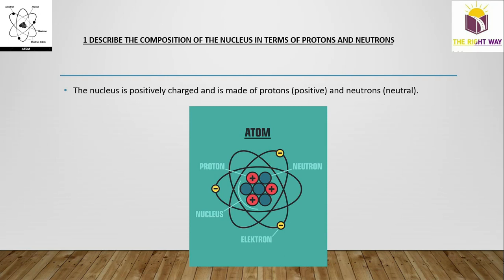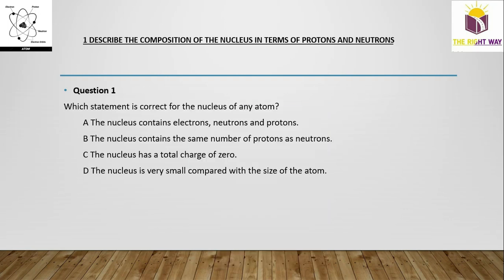This is all we discussed in the Rutherford model. In the Rutherford model we saw that alpha particles were fired at a gold foil, and we discovered that there is a positive particle, a positive nucleus, at the center of the atom. Okay, now how may questions arise?